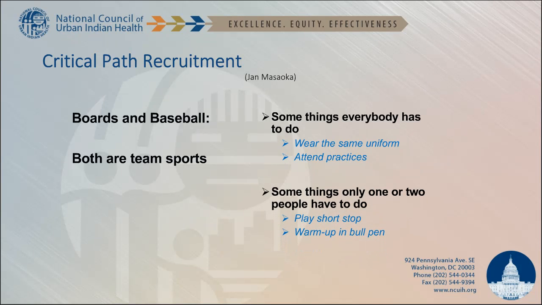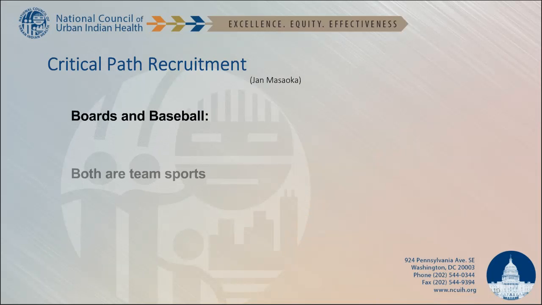When it comes to baseball, some things everybody does. Everybody wears the same uniform. Everybody attends practices. Some things only one or two people have to do. Not everybody gets to play shortstop, and not everybody is going to be a warm-up pitcher in the bullpen. So there are things that everyone does, and there are things that are more specialized. And when you're recruiting people in terms of critical path recruitment, you want to think about those things.